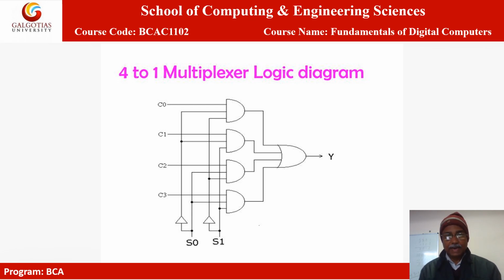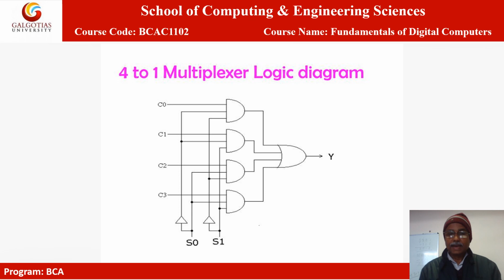Now let's have the second example, that is, let the value of S0 be 0 and S1 be 1. So look here at the input from the first AND gate. The input will be C0 having 1, then S0 will be inverted to 1, and S1 will be inverted to 0. So again 1 1 0 will have 0.